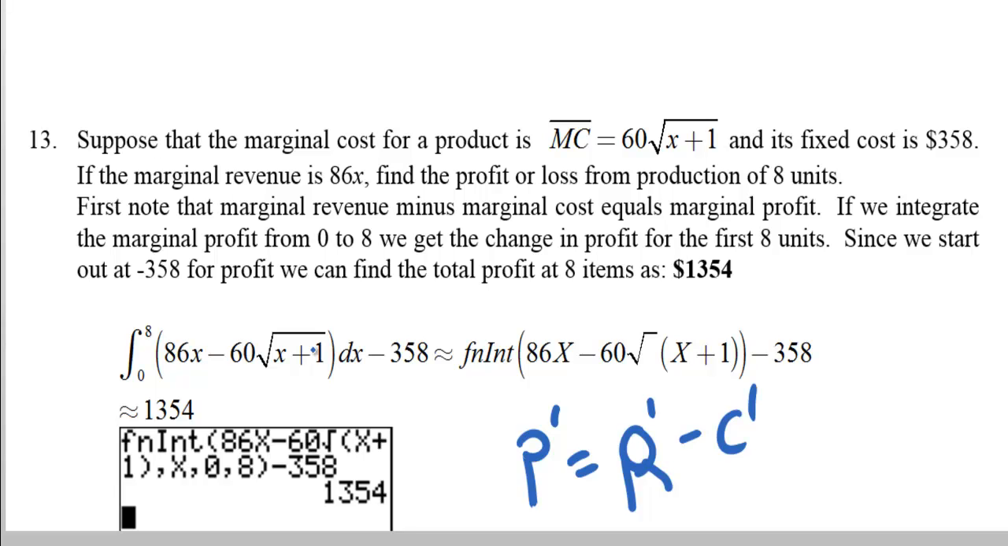Okay? This will be the additional profit, but we started with a profit of negative 358, which was our fixed cost, so we need to subtract that off. And so this will give us our profit function, and we can just do that numerically, or I could find an antiderivative, but we'll go numerically: function integrate 86x minus 60 square root of x plus 1 with respect to x from 0 to 8, subtract the 358, and that's $1,354 of profit.